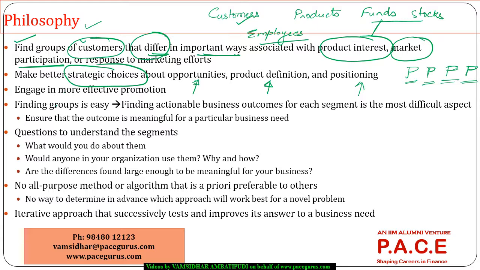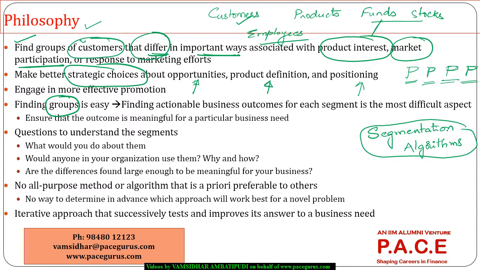Now here, one thing let me tell you, finding the groups is very easy. We have so many segmentation algorithms that are available in any of the statistical packages, whether it is SPSS, SAS, R, whatever name you call, you have so many segmentation algorithms available.